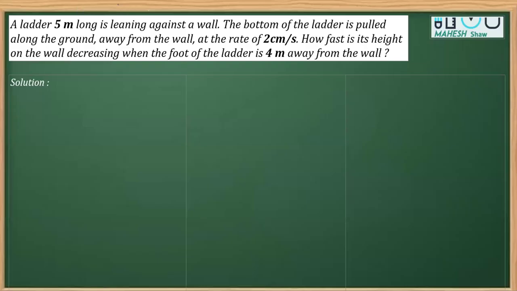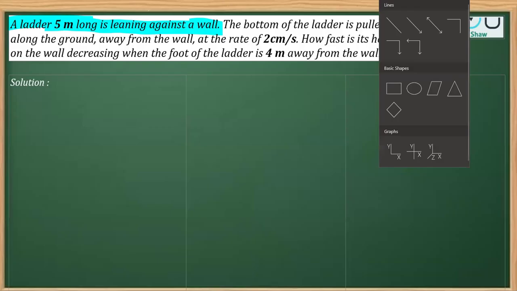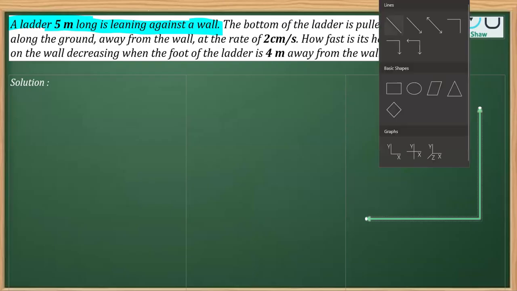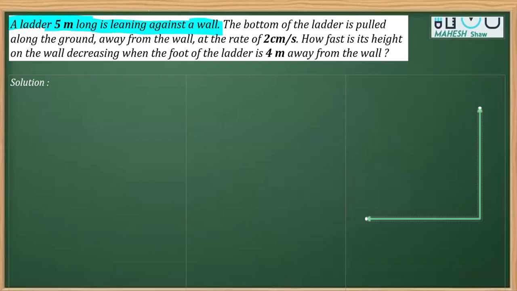In this question, which is from application of derivative, we say a ladder which is 5 meter long is leaning against the wall. So let's say if I take one ladder, let's say this be the wall and the ground, and I'm going to take one ladder. Let's say this be the ladder which is leaning against the wall.